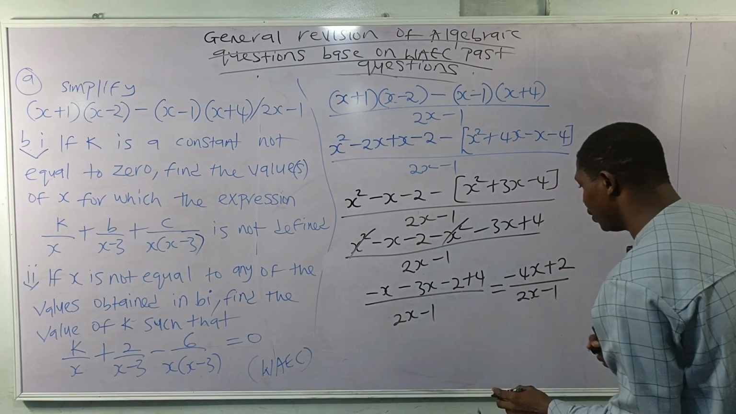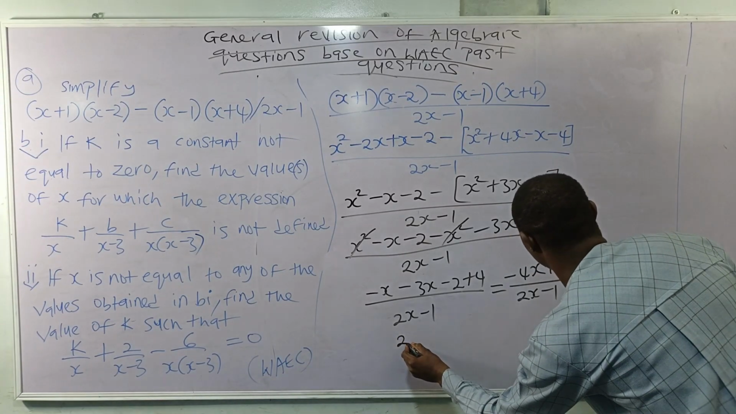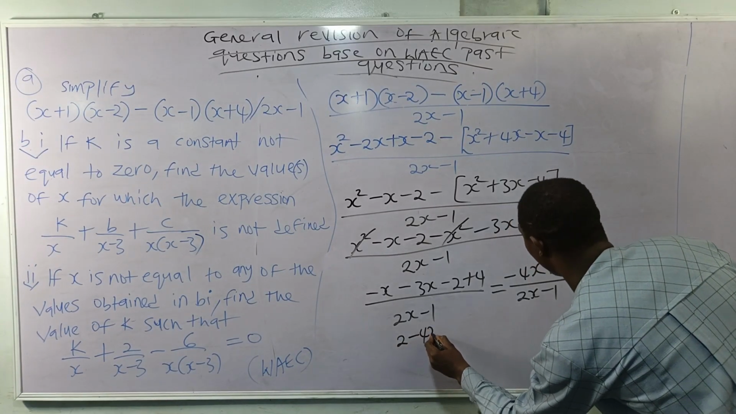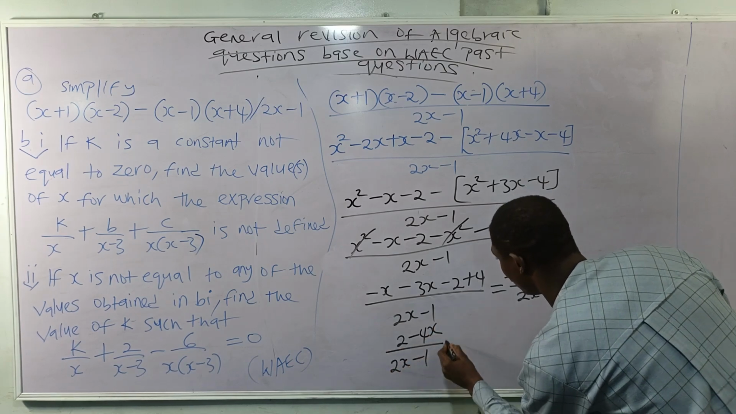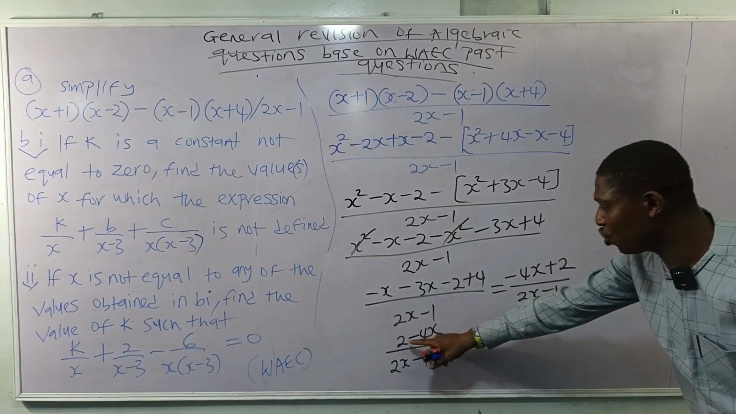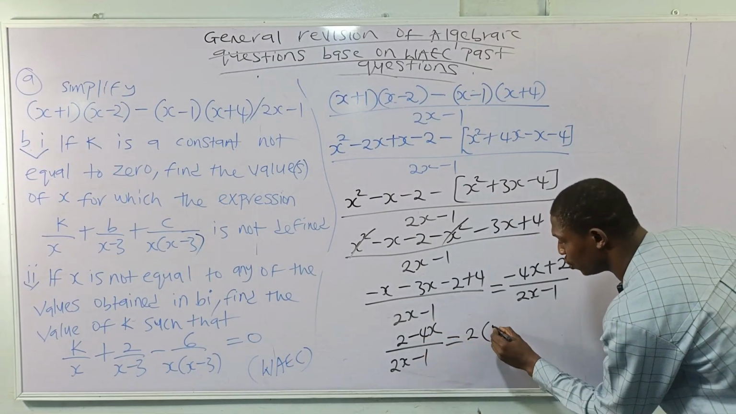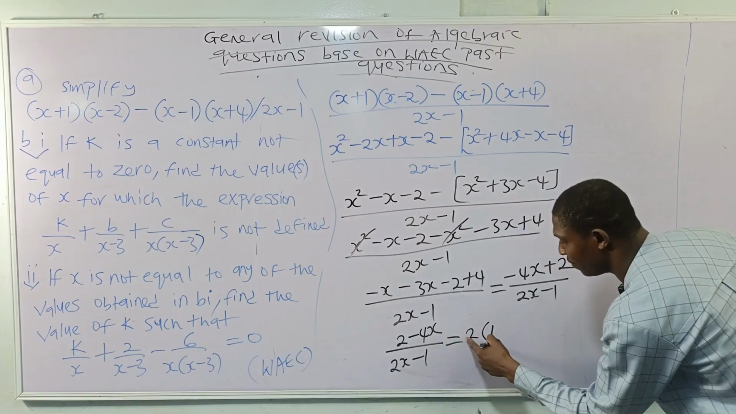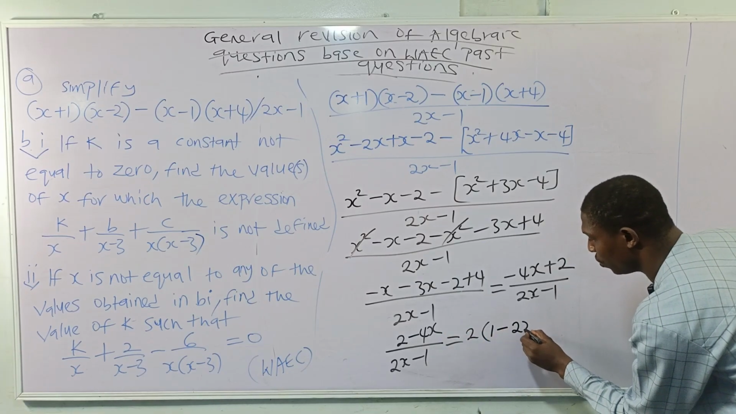And if I rearrange, I can simply have 2 minus 4x all over 2x - 1. And you can see that 2 is common at the numerator. If I pick 2 out, 2 divided by 2 is 1. And 4x divided by 2 will give me minus 2x. Check.